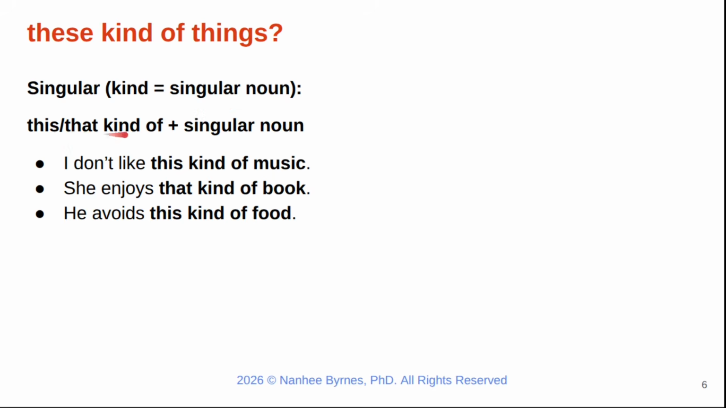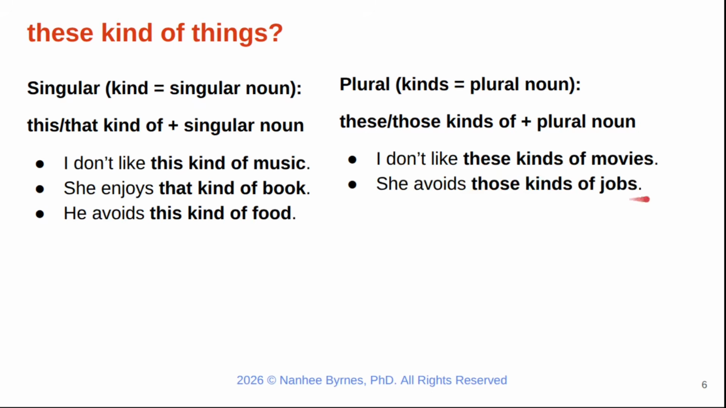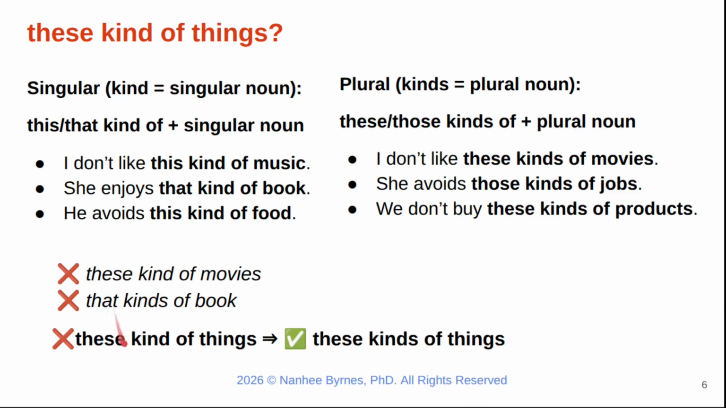When kinds is plural, you use these or those, followed by a plural noun. For instance, I don't like these kinds of movies. She avoids those kinds of jobs, and we don't buy these kinds of products. In these sentences, kinds is plural, so the demonstratives must also be plural. A common mistake is mixing singular and plural forms, like saying these kind of movies or that kinds of book. The key is simple. Make sure this and that match kind, and these and those match kinds.